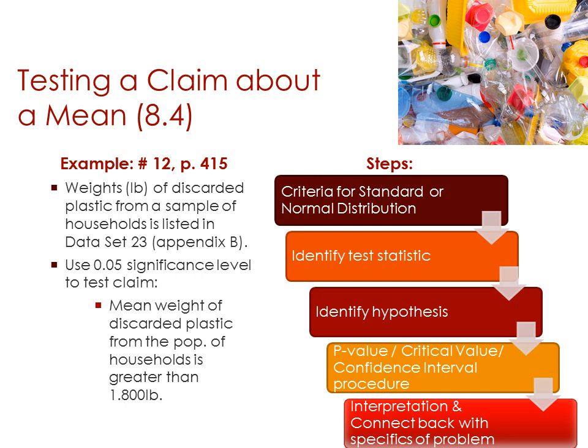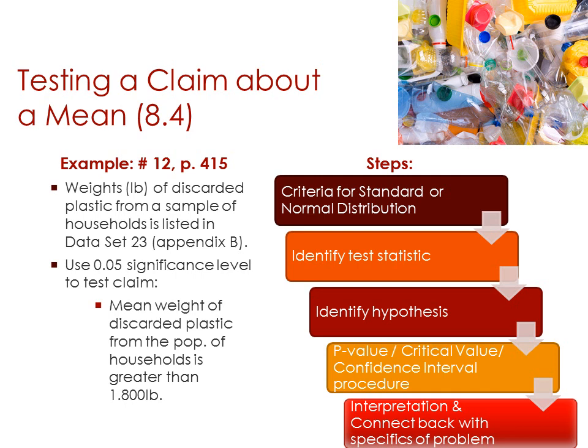And we're testing the claim that the mean weight of discarded plastic from the population is greater than 1.800 pounds. All right, so that's the claim that we have. So let's go through our steps. And over here you see I've identified the primary steps we're going to use. So the first step is we need to check for the criteria. Then we're going to need to identify our test statistic, identify our hypothesis, do our testing procedures, and then come back with our interpretation and connect it back to the specific problem.